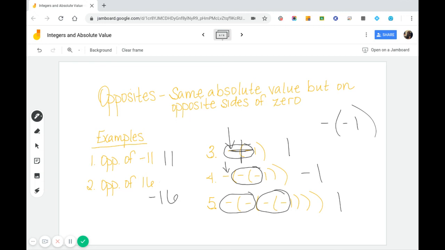So here's your shortcut. On number 3, I had 2 negative signs. That's an even number. I got a positive answer. Number 5, I had 4 negative signs. That's an even number. I got a positive answer. Number 4, I had 3 negative signs. That's an odd number. So I got a negative answer. If there's an odd number of negatives, somebody's always going to be left out without a partner. And because that makes him in a negative mood, the answer is always going to be negative.